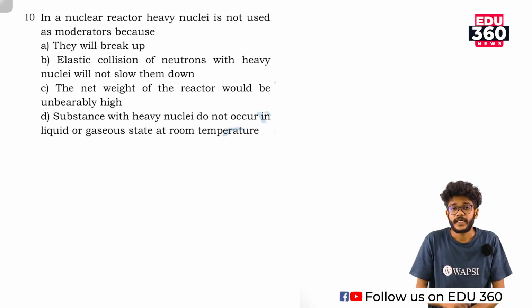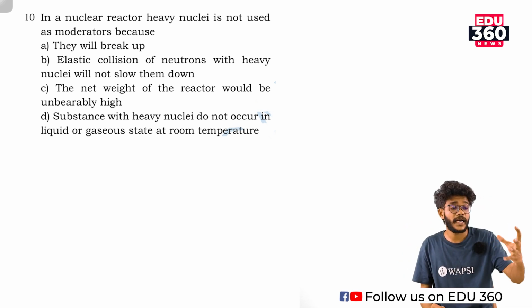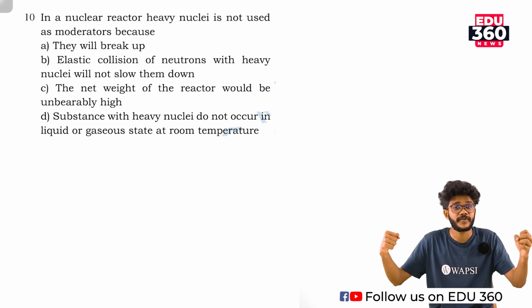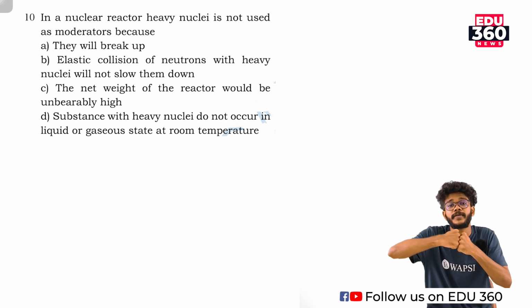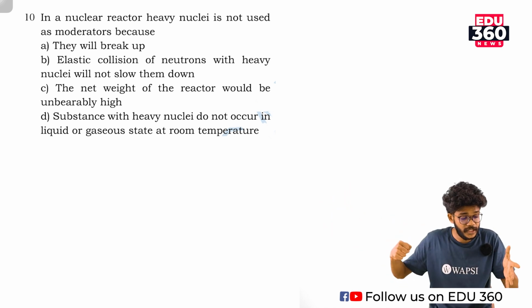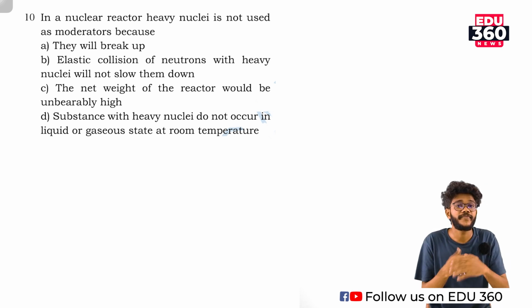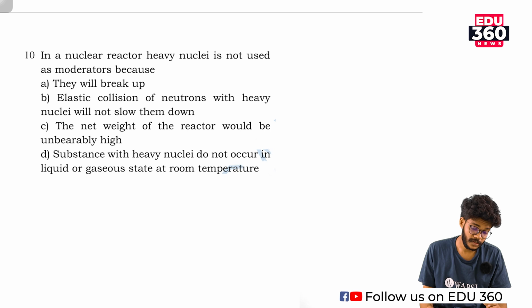So neutrons are coming very fast. If there is an atom of heavy mass, then by momentum conservation the neutron can strike it and go away. It can't be absorbed. So to be absorbed, we are not supposed to use heavy nuclei. So which option is the correct option?